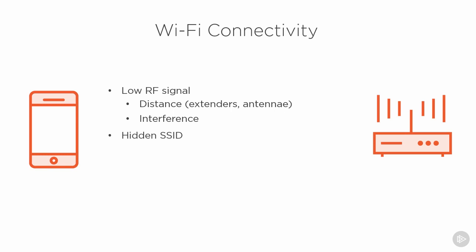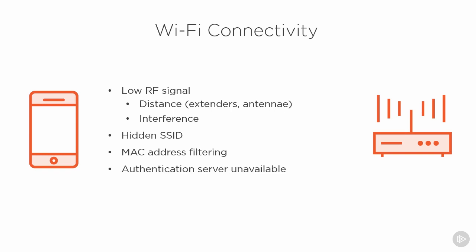Another issue is a hidden SSID. The SSID is the wireless network name, and it can be configured on a wireless router to be suppressed so that you don't see it when you're browsing looking for local Wi-Fi networks to connect to. Instead, you'd have to enter the name manually. Wireless networks can also use MAC address filtering. The MAC address is the 48-bit physical or hardware address assigned to your network interface card. And so on a Wi-Fi router, we can make a list of allowed MAC addresses or disallowed MAC addresses.